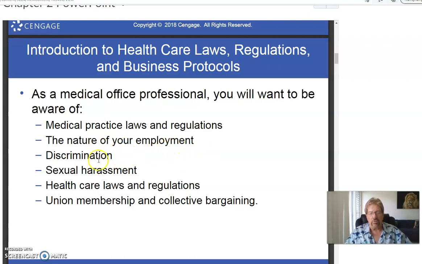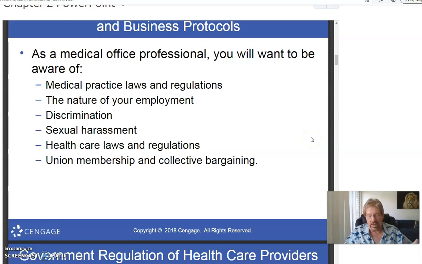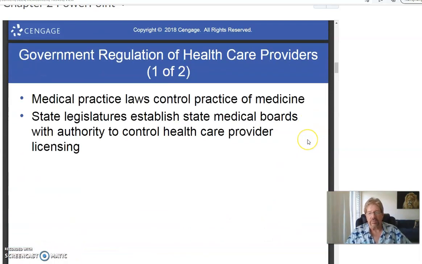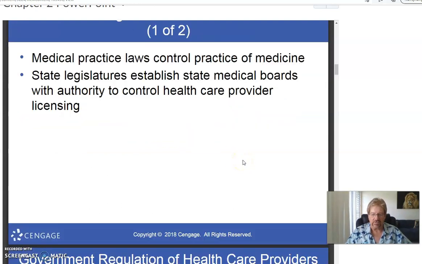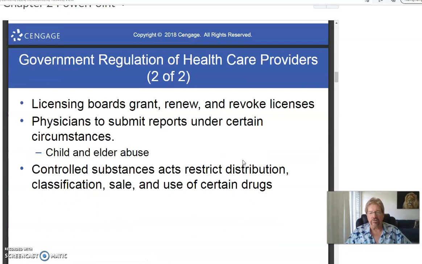The nature of your employment, discrimination, sexual harassment, healthcare laws, regulation, union membership, collective bargaining. I like unions, but there's not really many in healthcare. Okay, government regulation of healthcare providers. Medical practice laws control the practice of medicine in each state. State legislatures establish state medical boards with authority to control healthcare provider licensing. And that's true of all different doctors, as well as nurses, and there's some other ones as well.